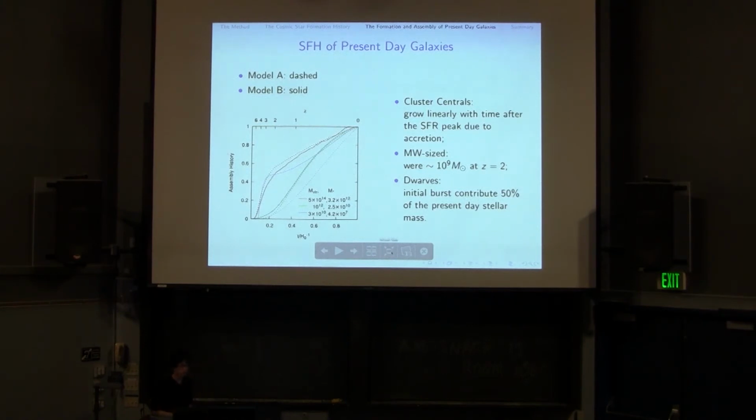Well, for the Milky Way sized galaxies, they build up their mass quite late. At redshift about 2, the progenitor of Milky Way sized galaxies is only of the order of 10 to 9 solar mass. Well, for the dwarf galaxies, they experienced an initial burst, and that initial burst contributes almost 50% of the present-day stellar mass. We can see that the assembly history of those dwarf galaxies is very similar to the history of those cluster centrals.